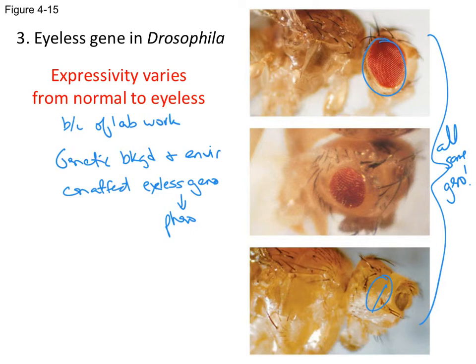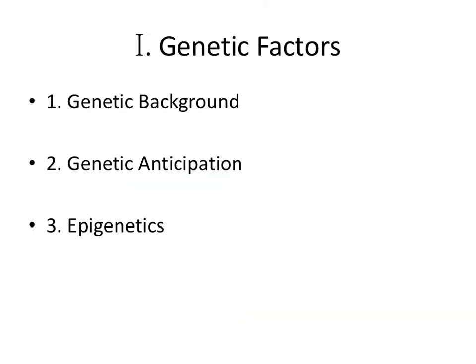We're going to move on to the meat of the genetic factors portion. There are 3 basic genetic factors to consider that can affect whether a genotype is expressed as a phenotype: genetic background, genetic anticipation, and epigenetics. So, 3 different ones. We're going to start with genetic background. We'll define this again, but this is basically other genes. Other genes can affect the expression of genes.